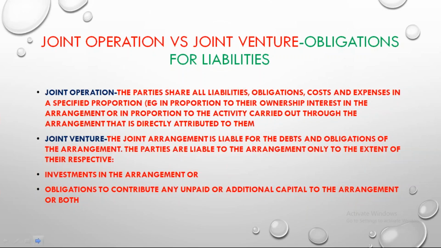There is also the obligation to contribute any unpaid or additional capital to the arrangement. That is, if we have promised to pay 100,000 but have paid only 80,000, the balance 20,000 has to be brought in to meet the obligation. But you don't need to bring anything more than that, because it's a separate entity. So now I think it's very clear: a joint venture is a separate entity, and a joint operation is like a partnership, where we come together for a particular joint arrangement.